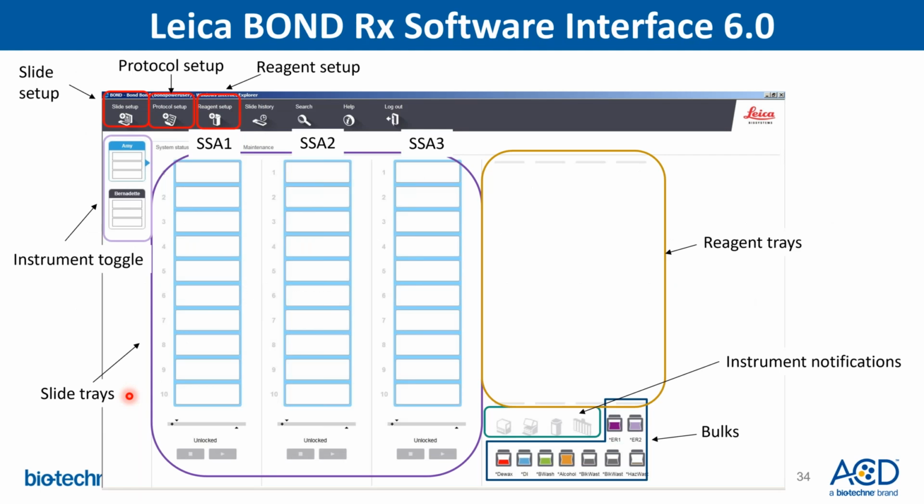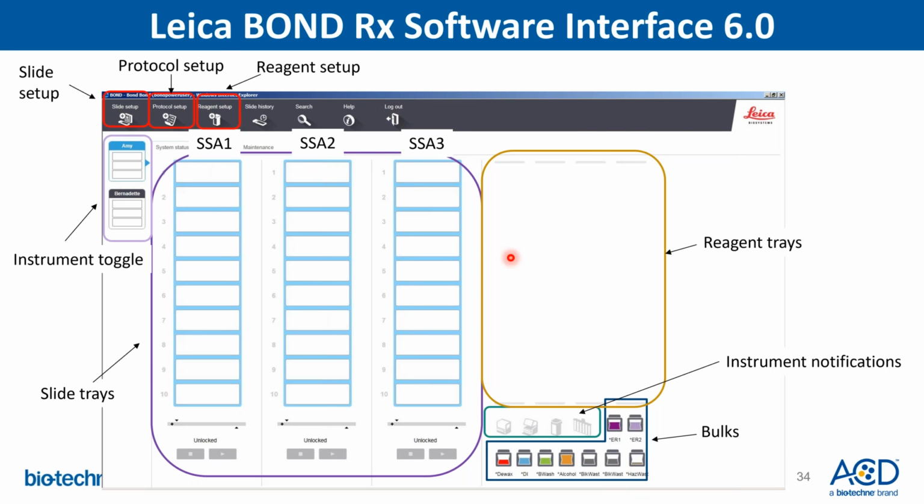Okay. Now here's a software interface snapshot for the Leica Bond RX. We are looking at the interface for the software 6.0 version. So at the top, you have options for setting up your slides, protocol setup, and reagent setup. On the left, you have the option of toggling between 2 instruments if they are connected to the controller. And then you have the SSA 1, 2, and 3, which is where your slide tray will go. And then this is where you would have the reagent trays with all these solutions. And then at the bottom here, you have the representation of the bulk containers that are on the instrument.